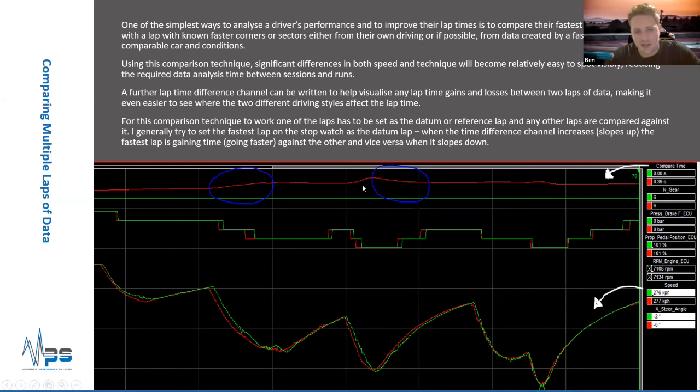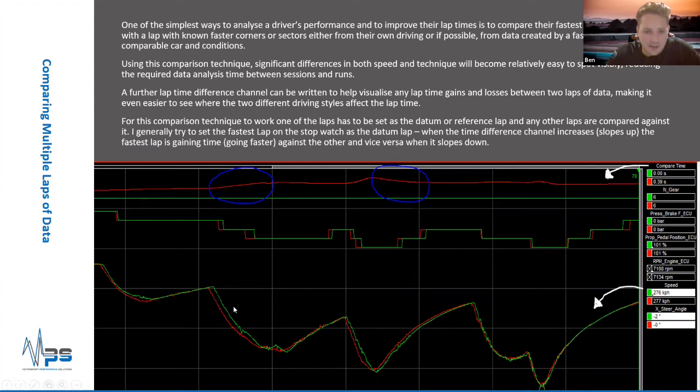I've got this at the top here, and what this does is compare the time difference between the two laps you have. So the green traces are one lap and the red traces are another. We make one of them the datum, and then we compare the other one to that. In my Pi Toolbox, the green one is the datum, so when this time difference channel is increasing, sloping up, that means the green lap, the fastest lap, is gaining time.